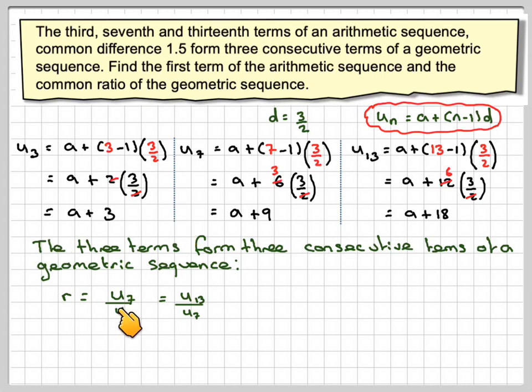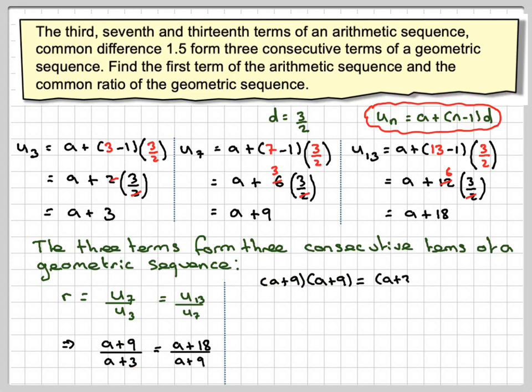So writing these terms instead of these numbers here, we're going to have a plus 9 over a plus 3 is going to be equal to a plus 18 over a plus 9. Now, this is an equation which we can solve, so we cross multiply. So we're going to have a plus 9 times a plus 9 is equal to a plus 3 times a plus 18. So it's going to be a squared, and then we're going to get 9a plus 9a, which is 18a. And then 9 times 9, which is 81.